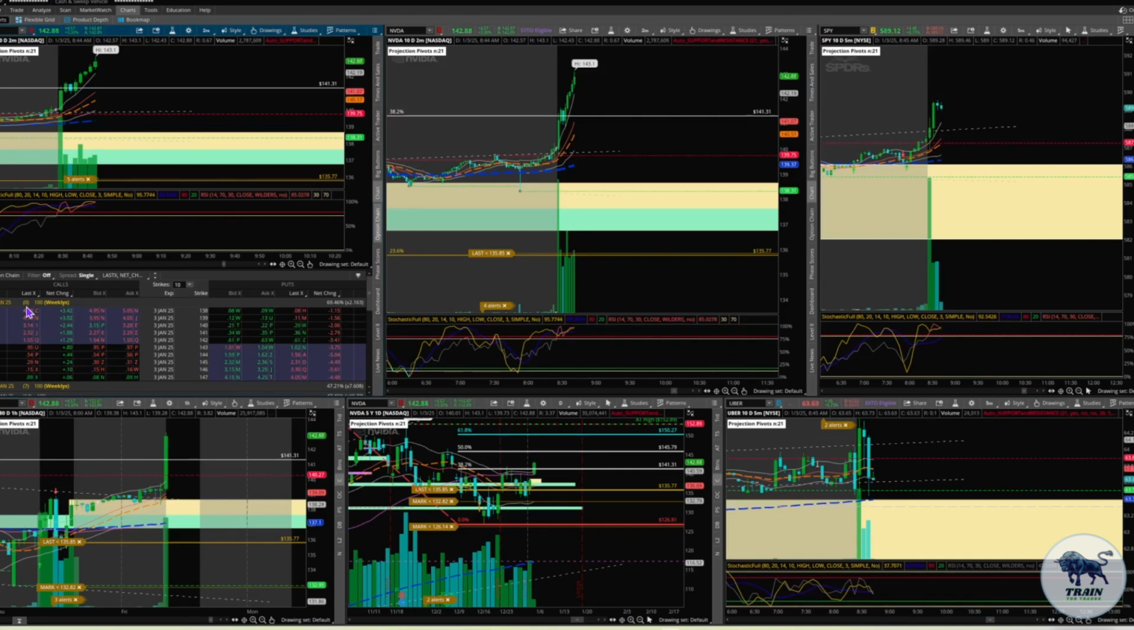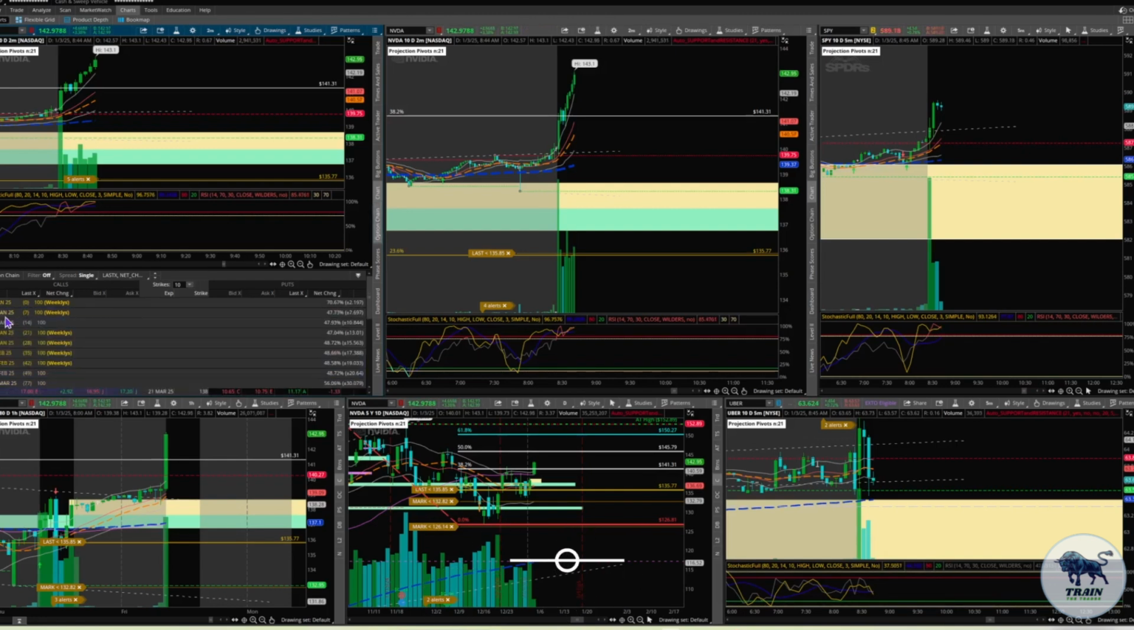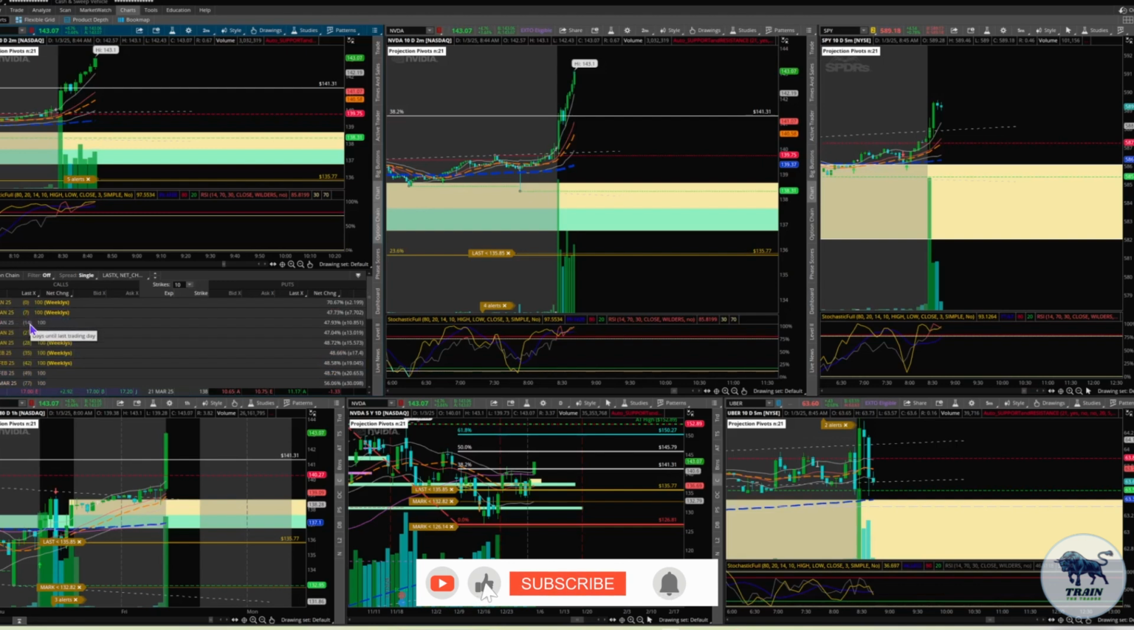That zero means there are 0 days left on these contracts, aka they expire today at 3 o'clock. Same thing here: 7 days left, 14, 21, 28.